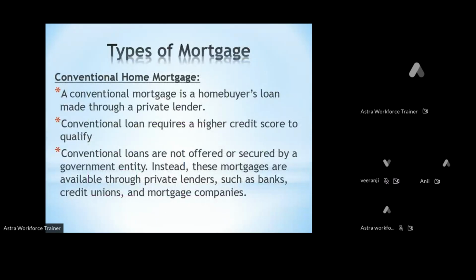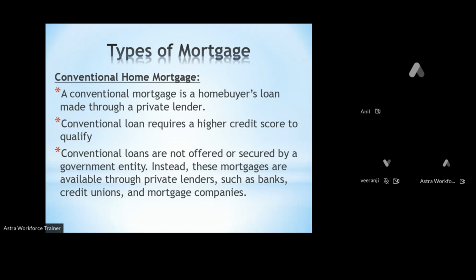Okay, let's move on to the conventional home mortgage. The conventional home mortgage is nothing but a private lender, like we have HDFC, ICICI Bank, Axis Bank. They will give more loan amount, but at the same time, the interest rate will also be on the higher side, because the risk is high. Okay, please read it out.